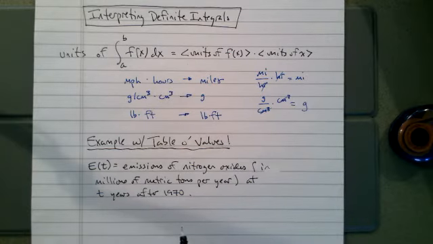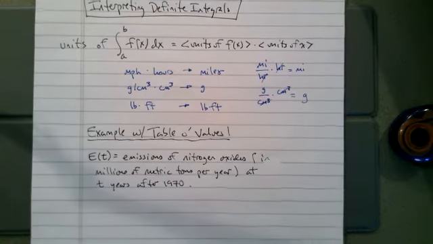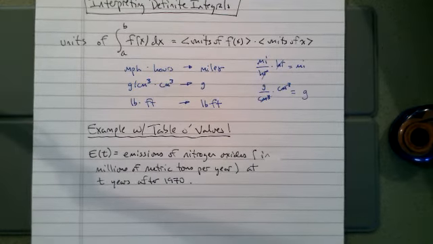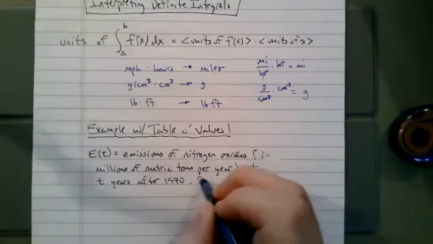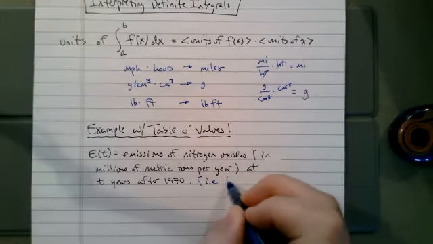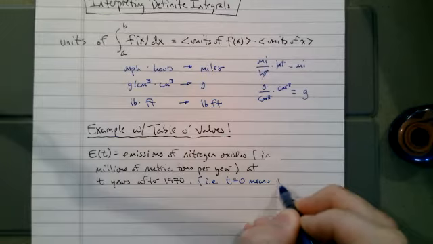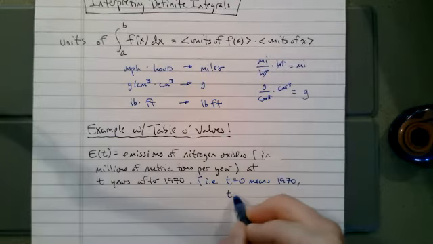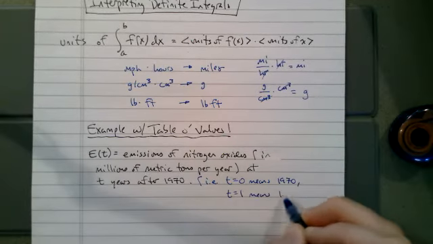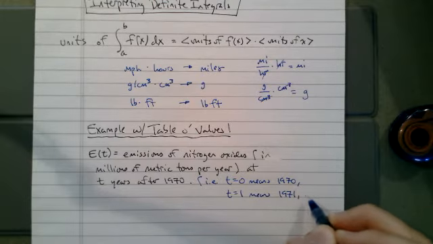So the years are going to cancel out, and so we'll have the total amount of nitrogen oxides emitted in millions of metric tons, because the years will cancel out. This is a very common phrasing that we want to point out. So this is at t years after 1970. What this means is that t equals 0 corresponds to 1970, and t equals 1 will be 1971, and so on.